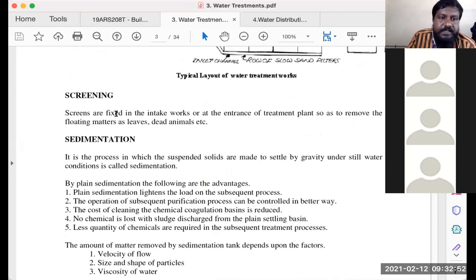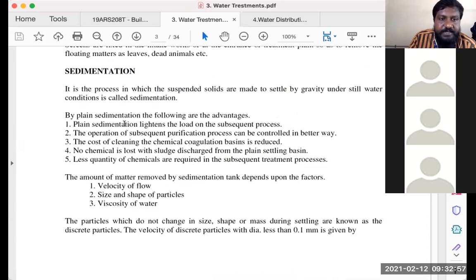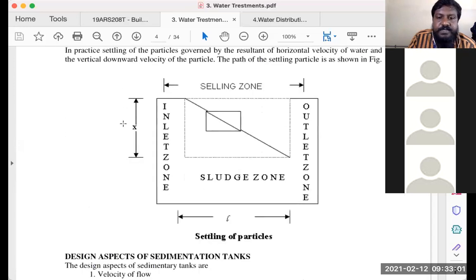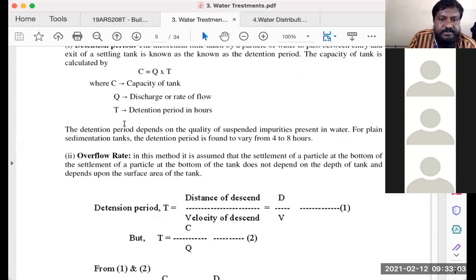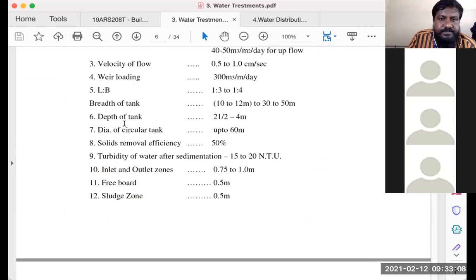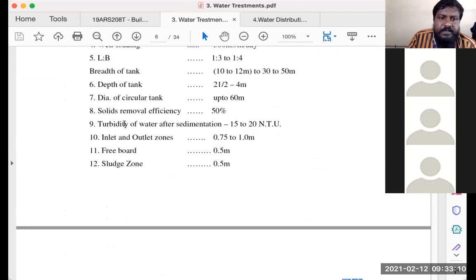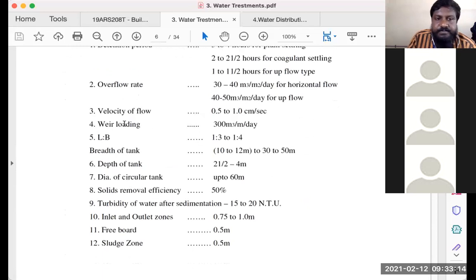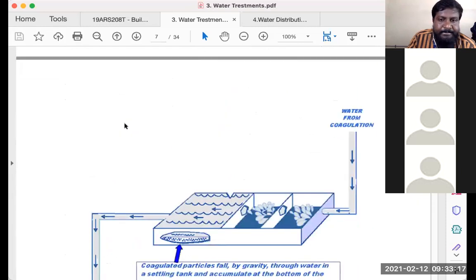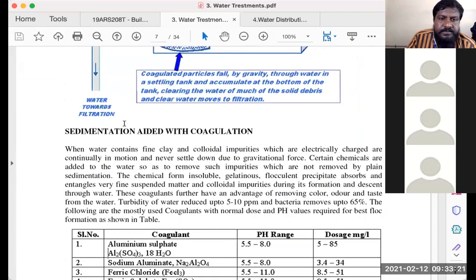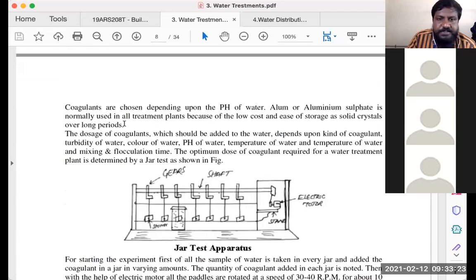So this again, I don't need to be repeating because we have already seen screening. What is the sedimentation process? You don't need to worry about these formulas. That's not required. Specification of tanks are given. Again, this varies from place to place. It's just an explanation of the same part.